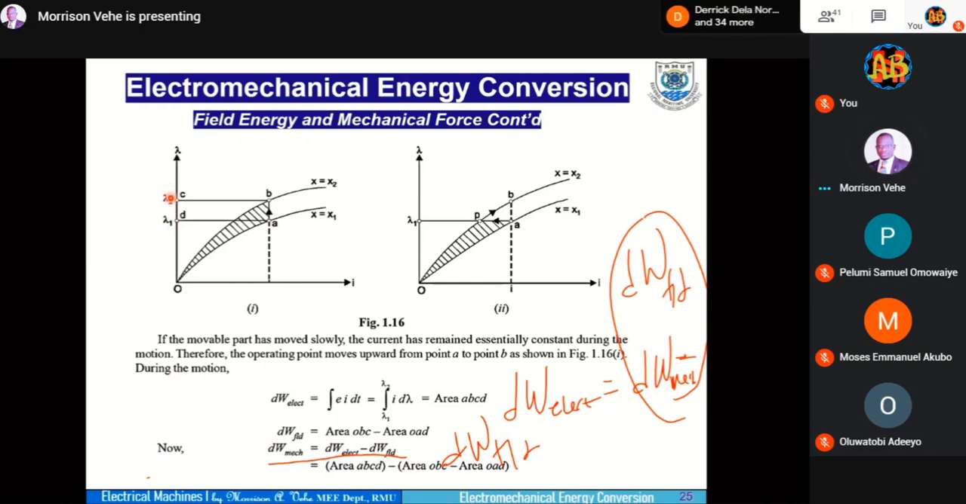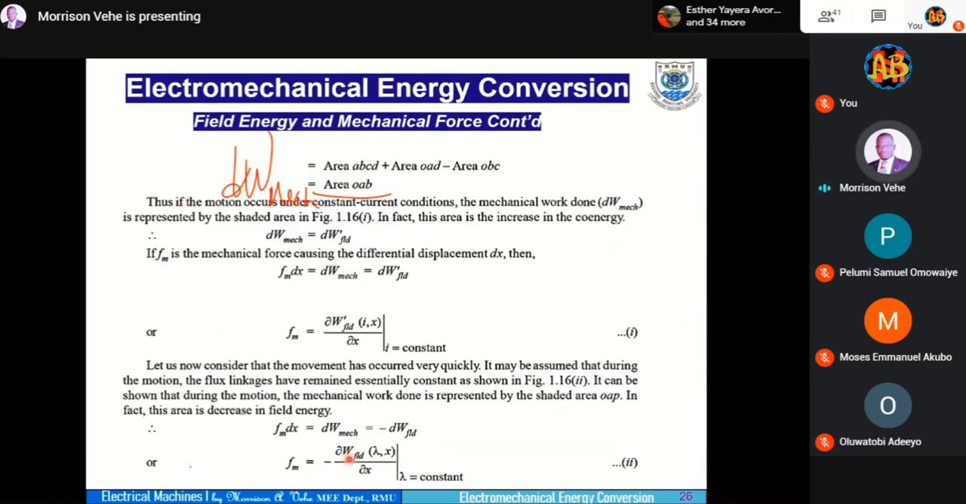So that you have lambda 1 to lambda 2. Our new position is lambda 2, so that's why it changes. That is happening at constant current. So it means that we are partly going to differentiate the parameter lambda. That is what we are looking at here for our displacement x.